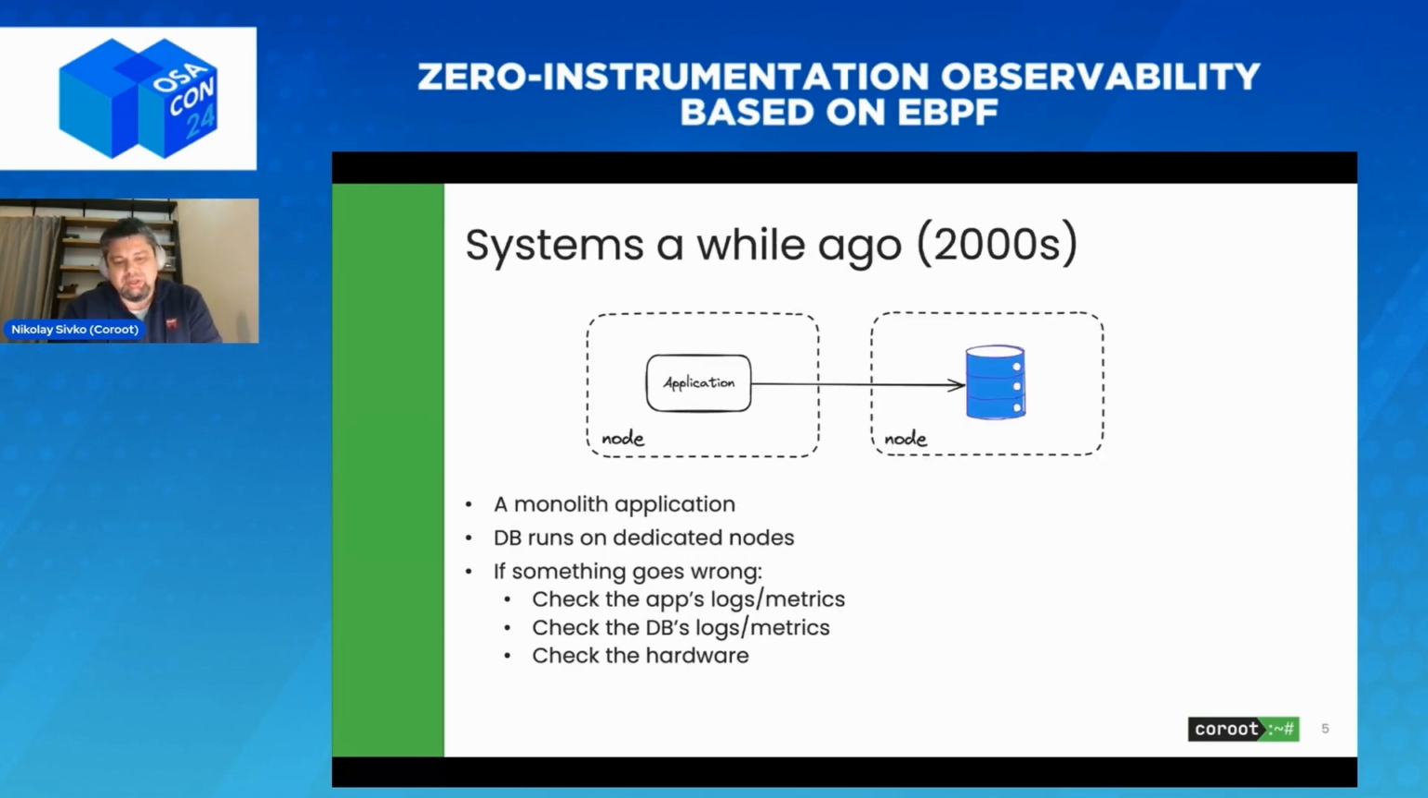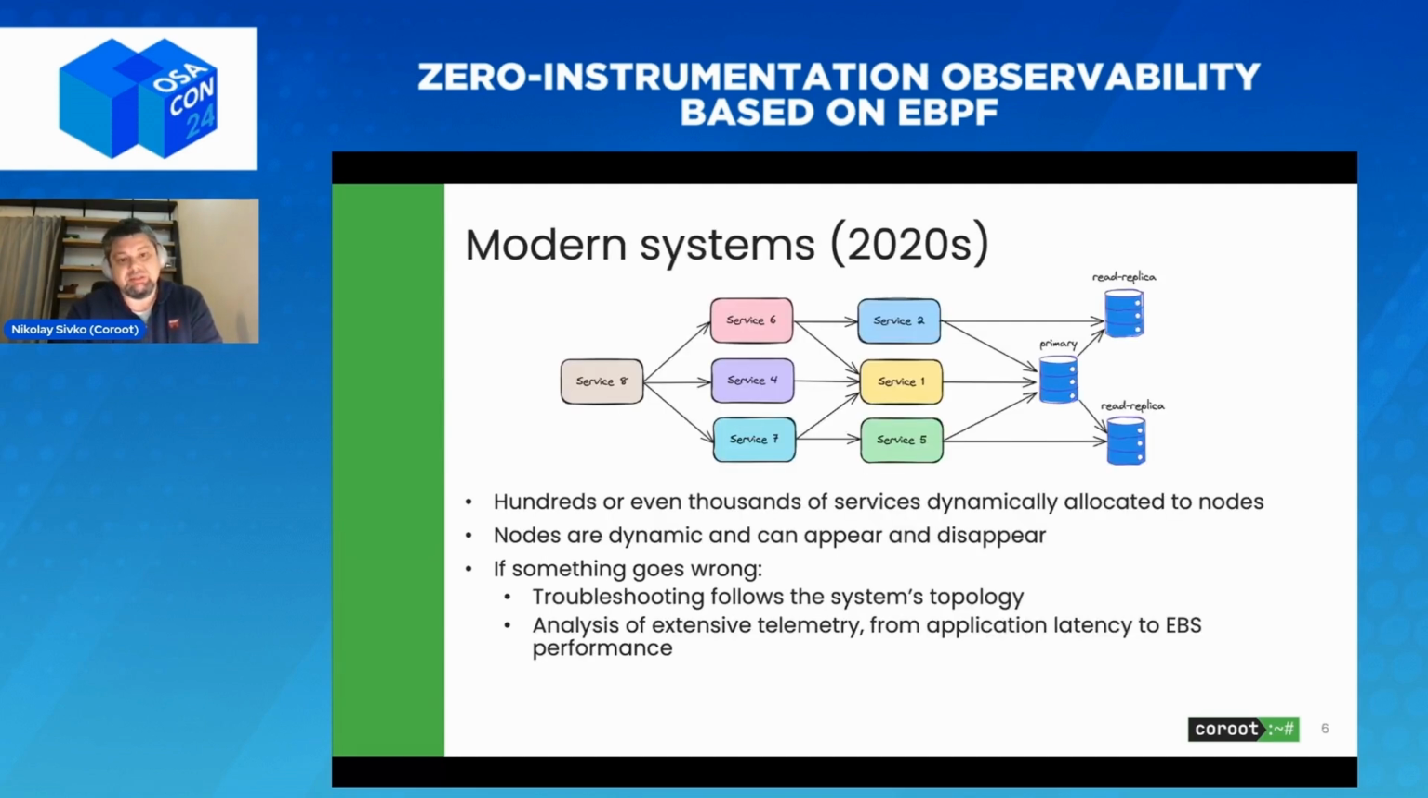I'm a relatively old guy, and I worked in the field when our systems were much simpler than now. Before, we had applications on dedicated nodes. They communicated with their databases. It was pretty straightforward, and the troubleshooting of such systems was also pretty straightforward. If something went wrong, you could check the application logs, application metrics, its database, and underlying hardware if necessary.